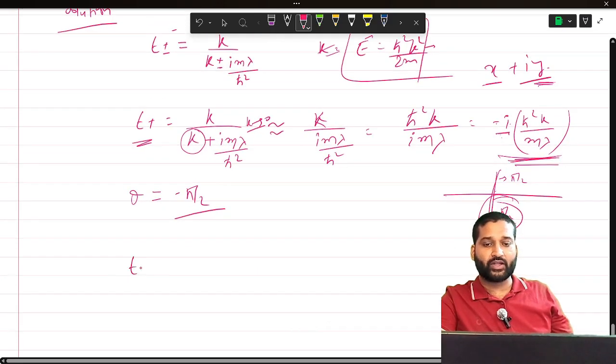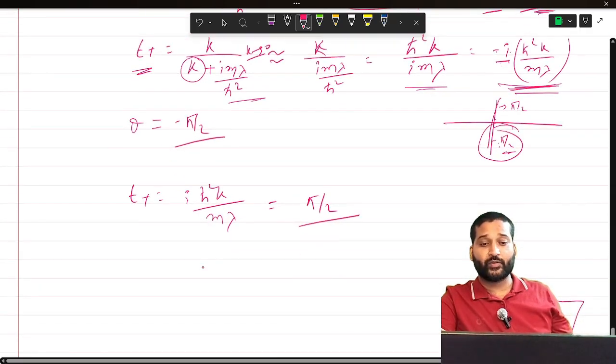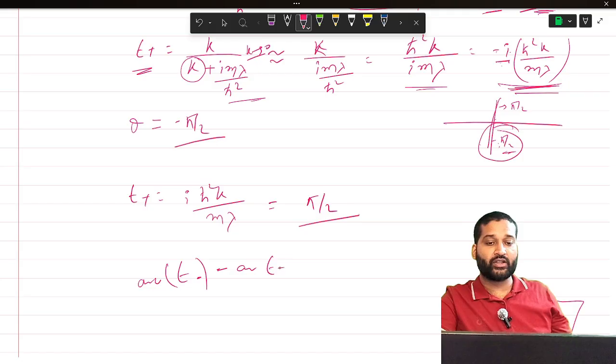And again for T minus, we can simply see that it will be i h cut square K by m lambda. Just solve it similarly as we have solved here. Now the argument will be pi by 2. So the phase difference will be argument of T minus minus argument of T plus, which is pi by 2 minus minus pi by 2, equal to pi.